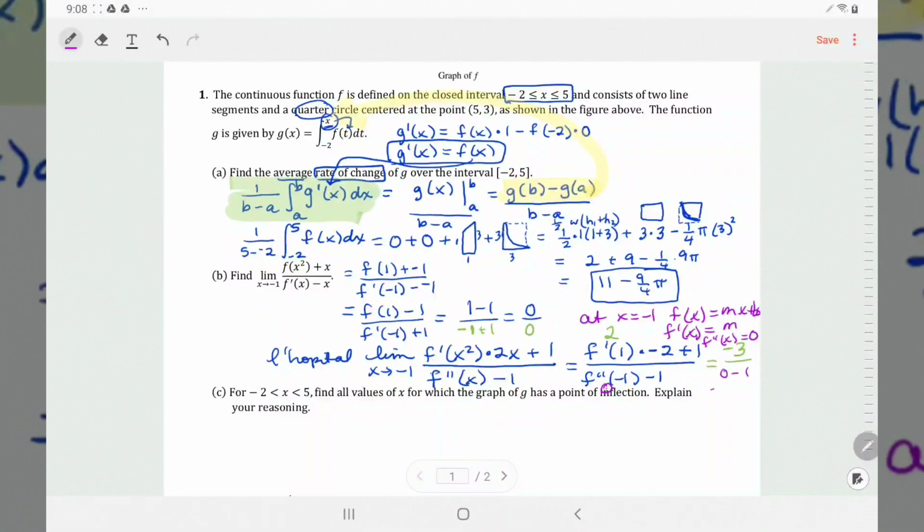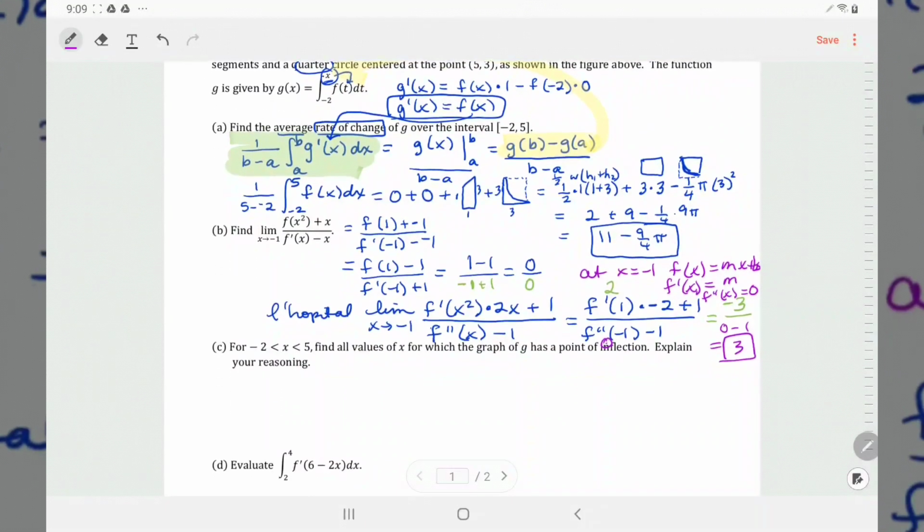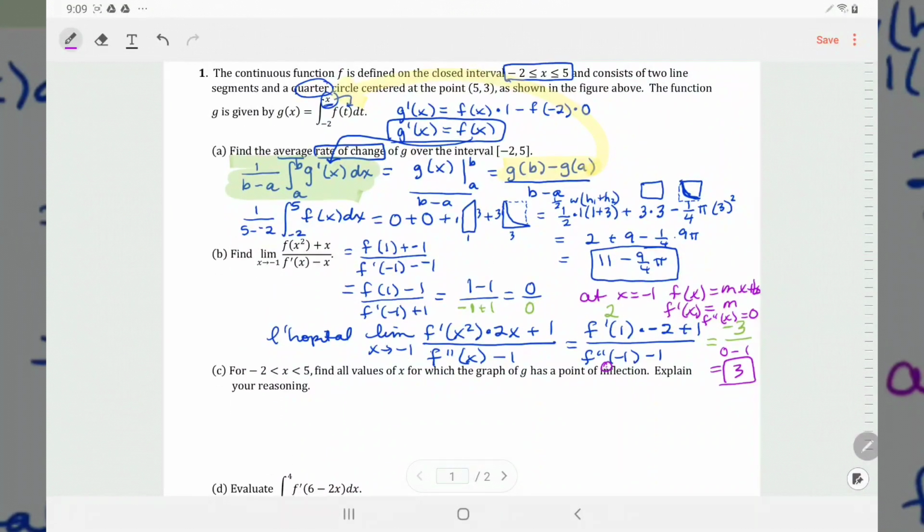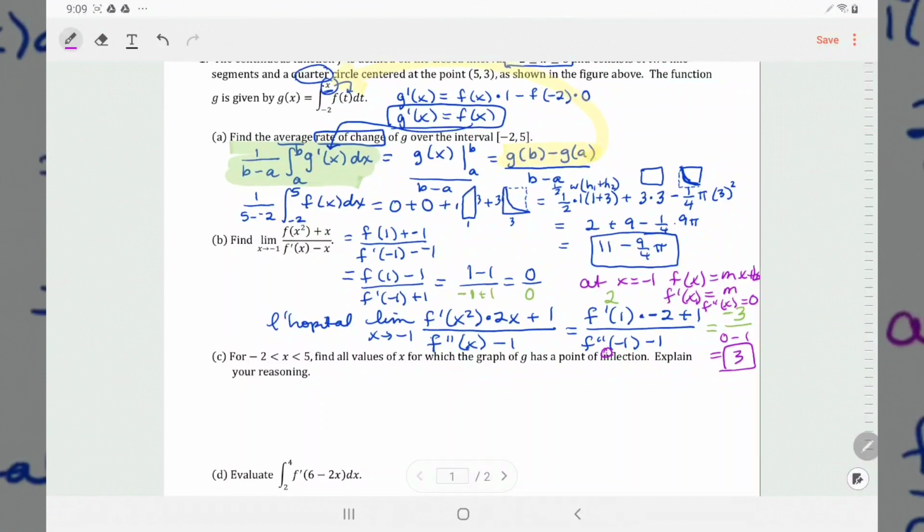C, for -2 to 5, find all values of x for which the graph has a point of inflection. Now, graph of which? Graph of G has a point of inflection, so I need G double prime of x equals question mark. Now, I know that G prime of x equals f of x, so that means G double prime of x equals f prime of x.